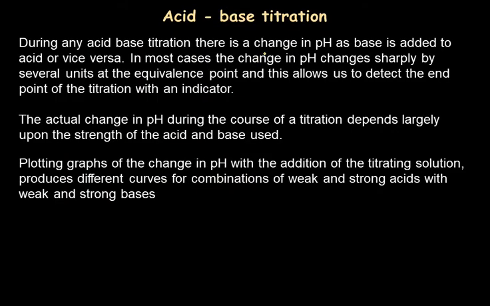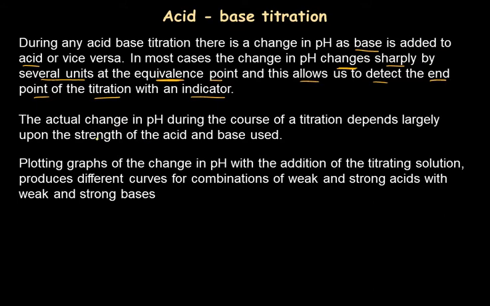For an acid-base titration, there is always a change in the pH if a base is added to the acid during titration, or vice versa. But in most cases, the change in the pH is sharp, by several units, at the equivalence point, and this allows us to detect the end point of the titration with the help of an indicator. If you want to find out the difference between an equivalence point and an end point, you can go ahead with the earlier video on indicators where we have explained the difference.